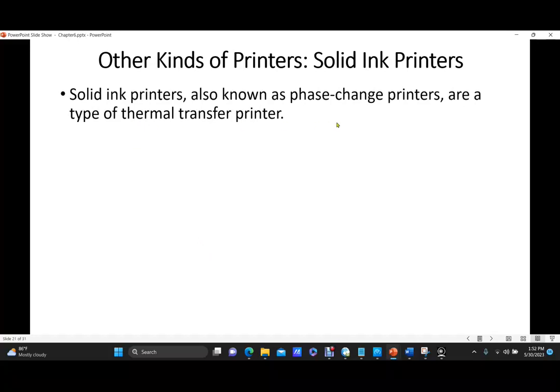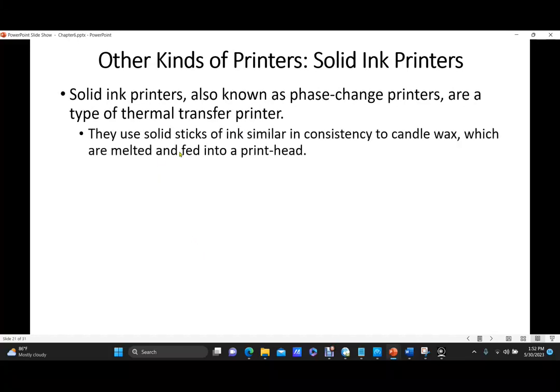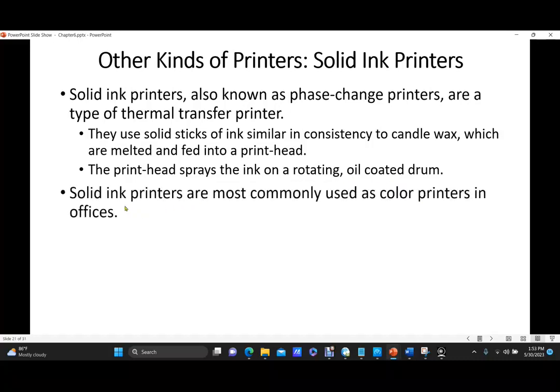Solid ink printers, or phase change printers, are a kind of thermal transfer printer. They use solid sticks of ink, something like candle wax, that is melted and fed into a print head. The print head sprays the ink on a rotating oil-coated drum, and the drum passes the ink onto the paper.